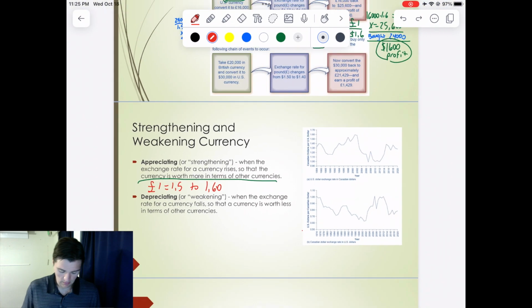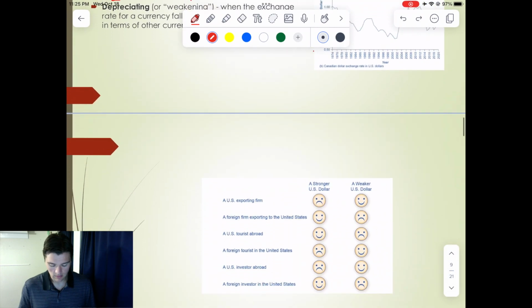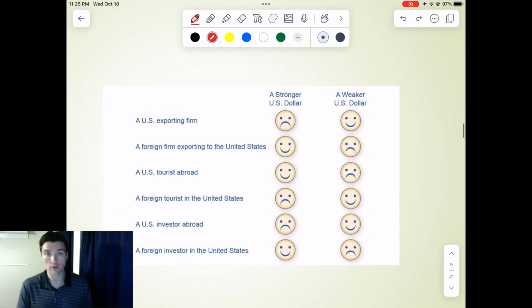Okay. So those are the key terms here: appreciating or depreciating. Appreciating is where your dollar or your currency is getting stronger, meaning you can buy more of the foreign currency. And then there's depreciating, where you can actually buy less of the currency. So what does that mean for the following situations?